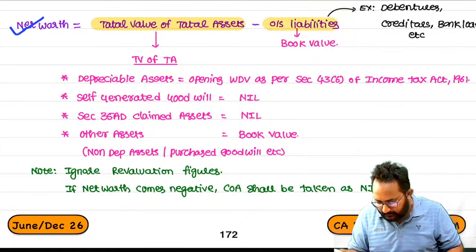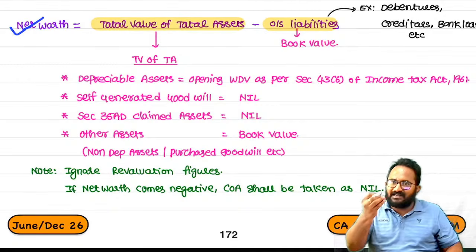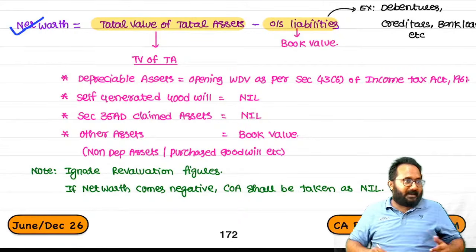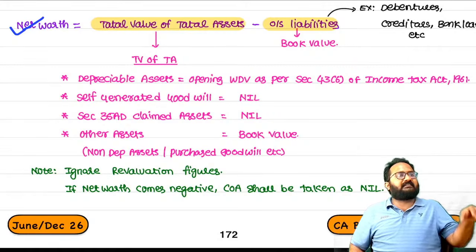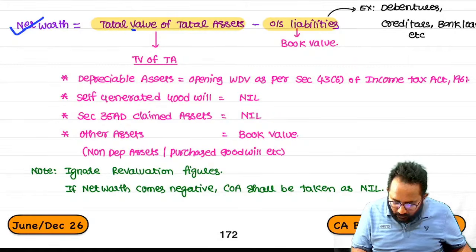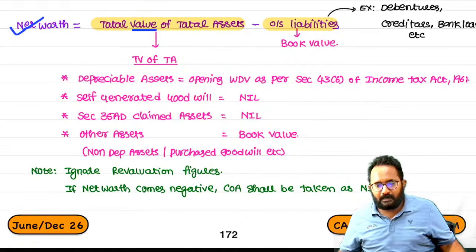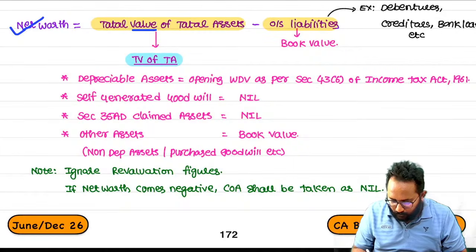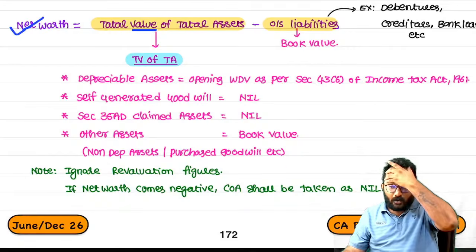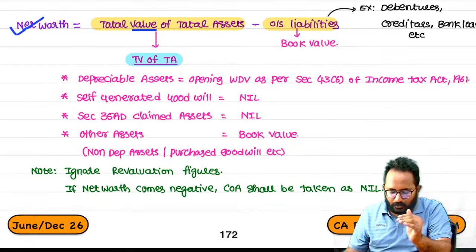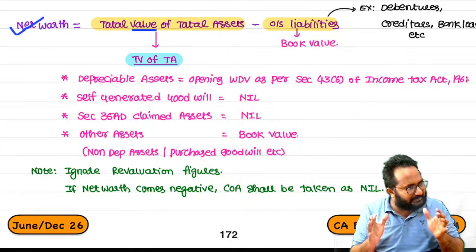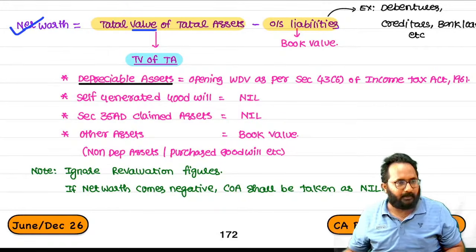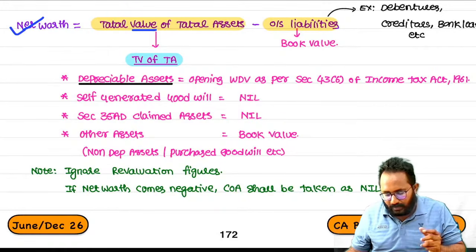On the asset side, we have different assets, right? Depreciable, non-depreciable, cash, stock, debtors, many assets will be there. For each and every asset, what value are we going to take? Tell me, total value of total assets. In your balance sheet, if depreciable assets are there, what value are we going to take?